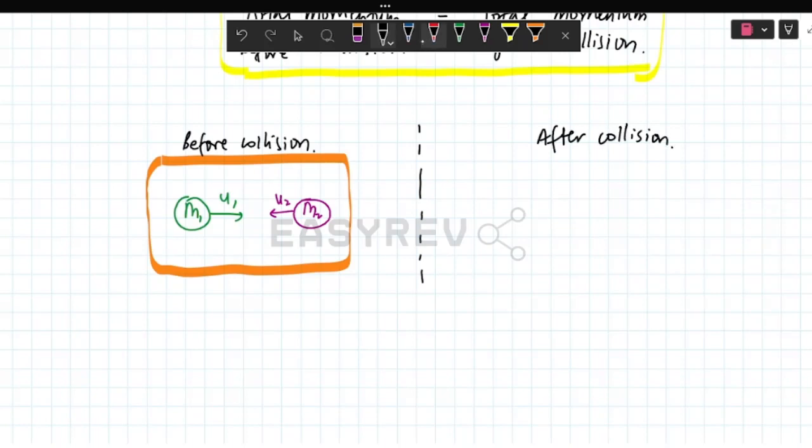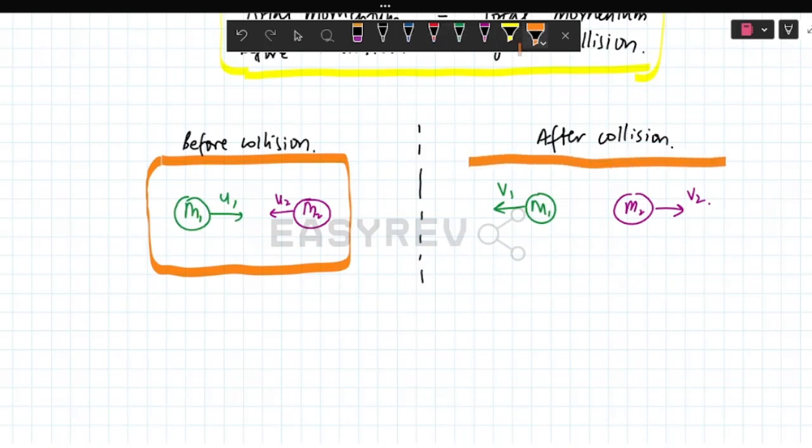So let's suppose you had M1 and M2, but this time they move away. The purple ball is now moving towards the right with a new velocity, while ball 1, the green ball, is moving towards the left with a new velocity V1. So now let's see how we can use the principle of conservation of momentum to figure out what the final expression will be that relates each of these momenta.